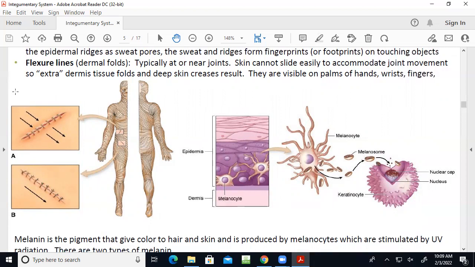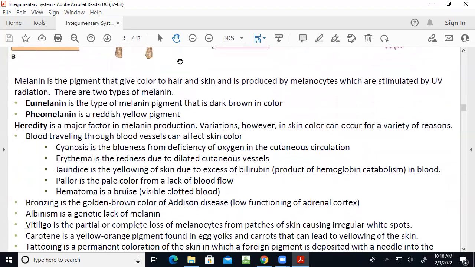Our skin cannot slide easily to accommodate joint movement. So in these places where we have joints, we have extra dermis tissue, and those folds and deep skin creases result. You've probably heard the phrase "skin tight." Like if somebody's putting on a jacket or something, they say it's skin tight. It's really, really tight, and their arms and their torso really can't move very well. Our skin technically is not even skin tight. We've got these extra little bits of skin to enable our motion to occur.